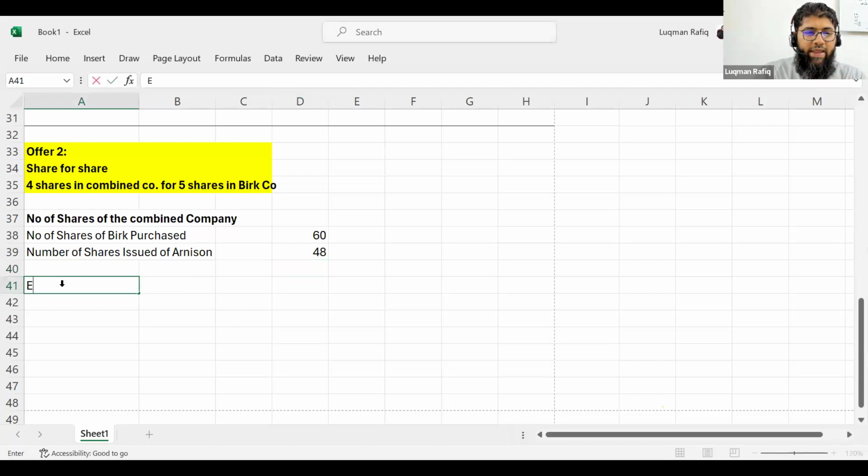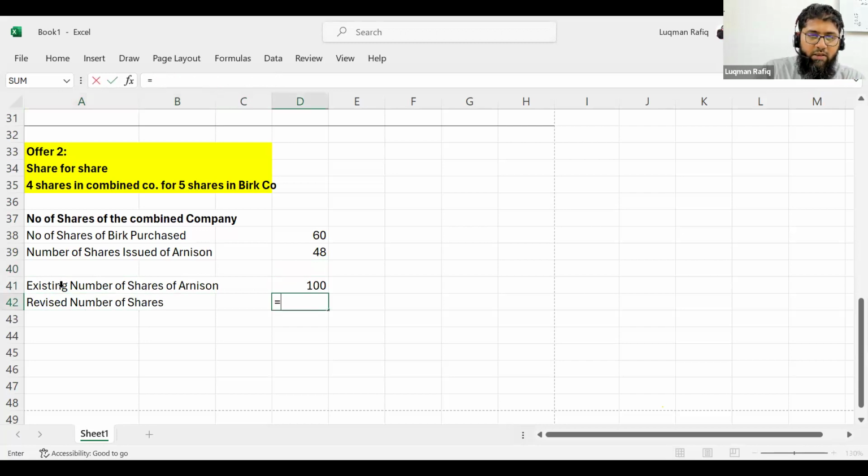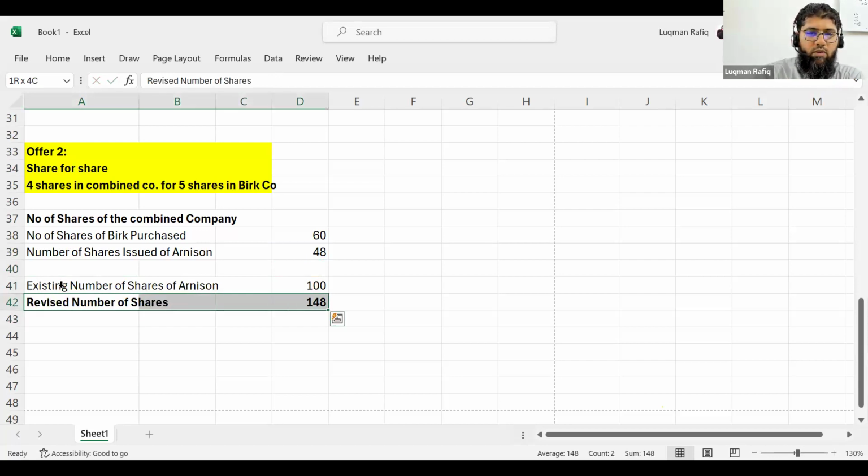Now, the existing number of shares of Arnison is 100 million. The revised number of shares is going to be 48 plus 100, 148 million. Do you people get it? Okay, lovely.